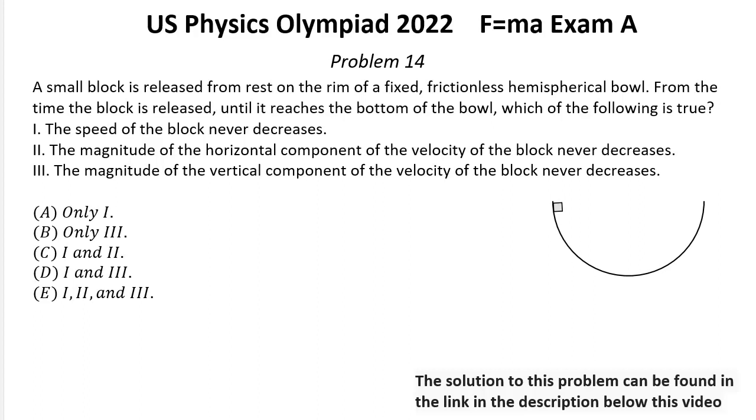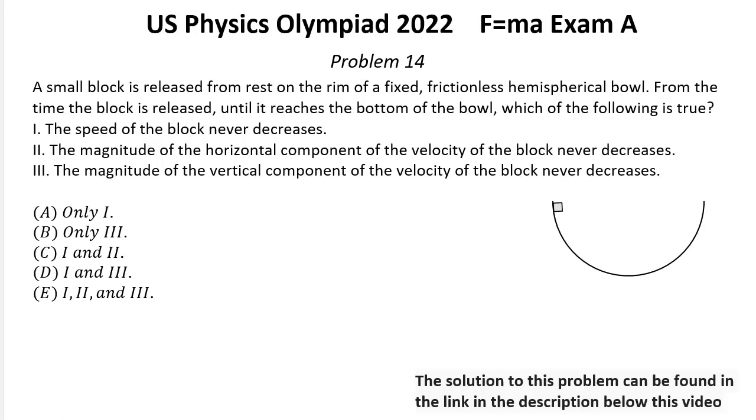Problem number 14. A small block is released from rest on the rim of a fixed, frictionless hemispherical bowl. From the time the block is released until it reaches the bottom of the bowl, which of the following is true? First, the speed of the block never decreases. Second, the magnitude of the horizontal component of the velocity of the block never decreases. Third, the magnitude of the vertical component of the velocity of the block never decreases.